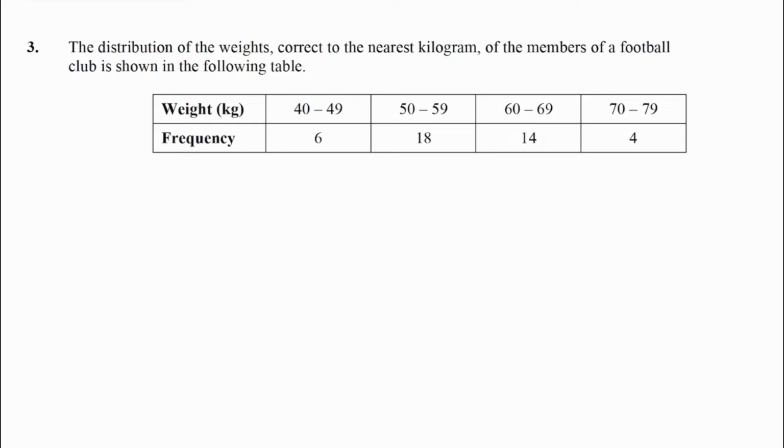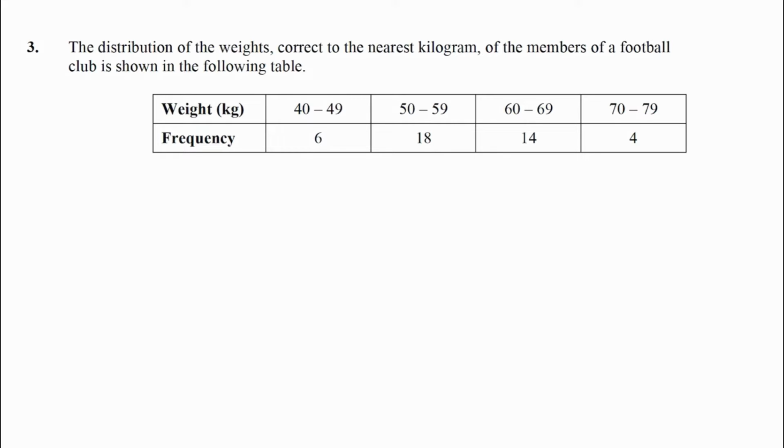It says the distribution of the weights correct to the nearest kilogram of the members of a football club is shown in the following table. So now you have the weight in kilograms from 40 to 49, 50 to 59, 60 to 69, 70 to 79, and you have a frequency for each one. In this particular case, we don't know the actual raw data. We only have groups. The way you deal with groups when you don't have the actual raw data is that you're going to find the mid-interval value or the midpoint of each group.